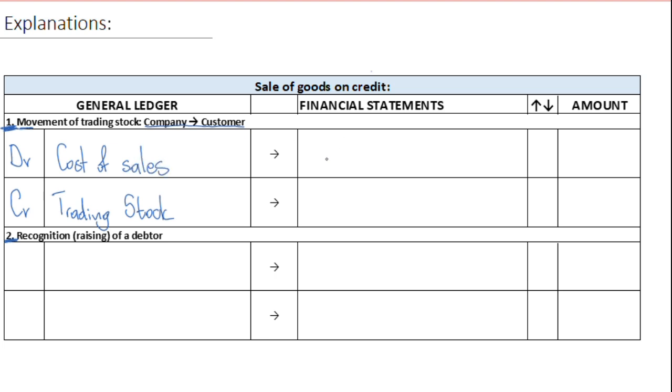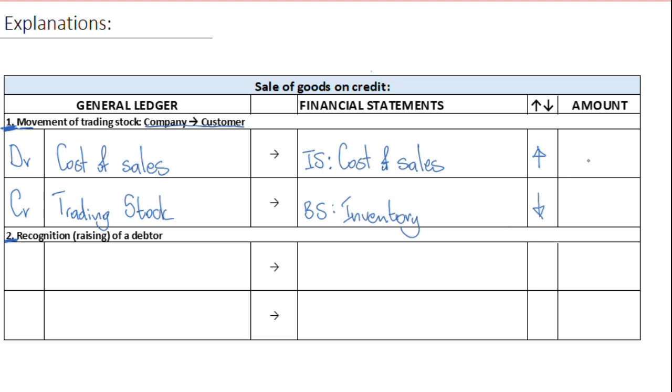How do we reflect this entry in our financial statements? Cost of sales sits in the income statement. So we increase the cost of sales line item by the cost of the goods which were sold. Trading stock sits in the balance sheet under the inventory line item. So we decrease inventory by the cost of the goods which were sold.